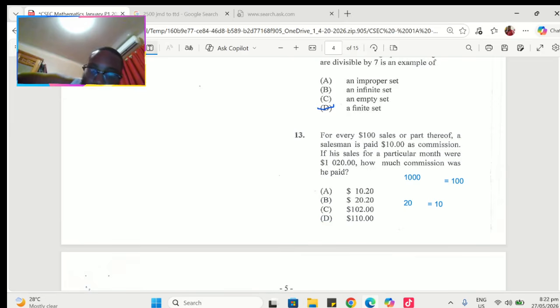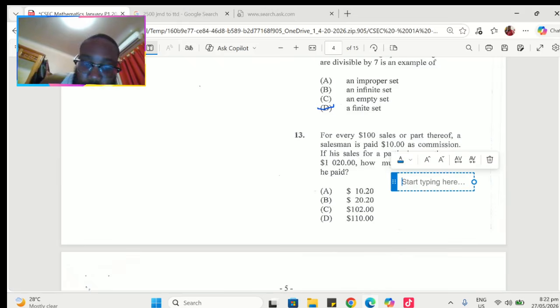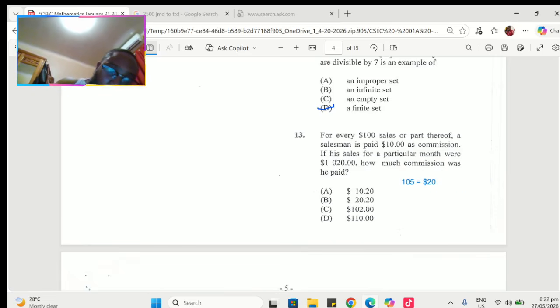Right. They said for every $100 sales or part thereof, the salesman is making $10. So if he had a sale of $105, this would earn him $20. The first 100 in this 105 would earn him $10. And the next $5, which is part of 100, because they said part thereof, would earn him a next $10. So that would be $20 in total he earned.